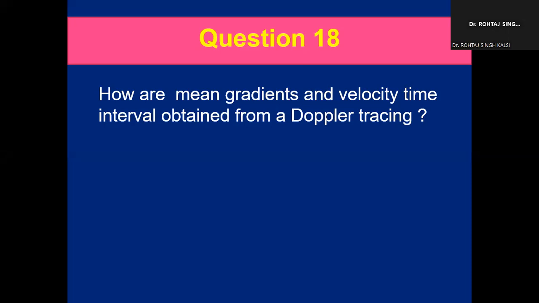Yes, sir. How do you get mean gradients and velocity time integrals? With the help of the Doppler envelope, sir. If we keep at the distal most point, we'll get peak velocity. And if we trace the Doppler envelope, we will get the mean gradient and the machine will give the VTI. Perfect. Prasanjit, are you clear now? Yes, sir, got it, sir.